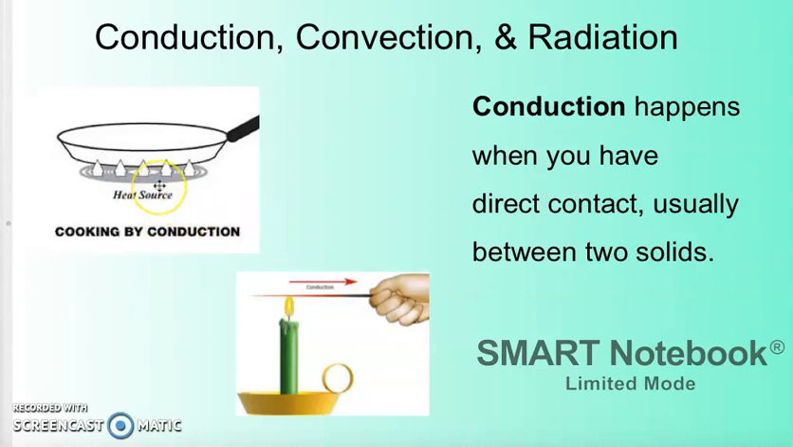Here we have the heat source, which is the eye. It is making direct contact with the pan. Heat source has molecules that are moving faster. Pan has molecules that are moving slower, and it is heating the pan. And at some point, the molecules in the bottom of the pan should be moving at the same speed as those from the heat source.